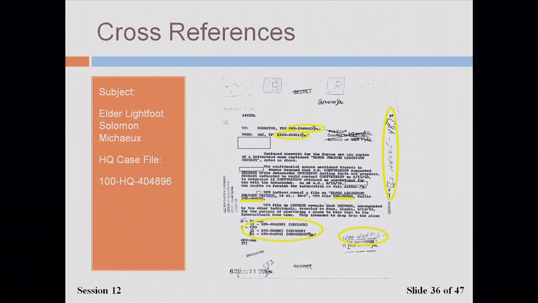This is an example here of a cross-reference. Again, as I mentioned, the subject of this is Elder Solomon, but you have the different reference case files. You have a class 62 that's referenced, a class 100 that's referenced, and additional ones there at the bottom.